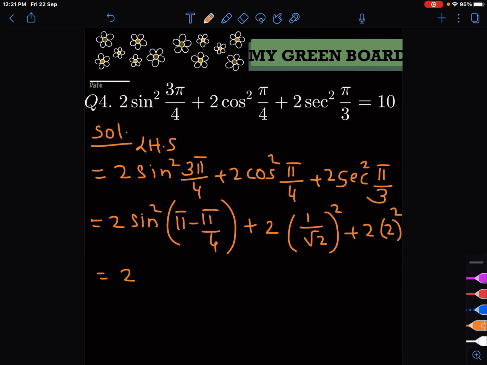So now 2, we know this is the quadrant. Which quadrant? Sin of pi minus pi by 4 will come here, so here the value of sin is positive. So we will be getting a positive sign. So 2 sin square, we will be putting sin square pi by 4.